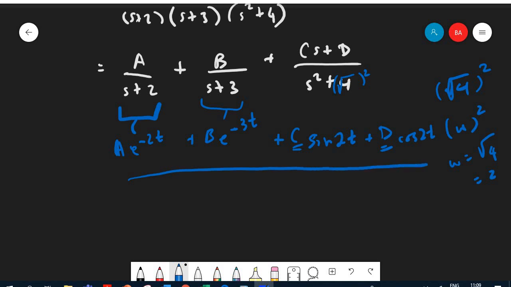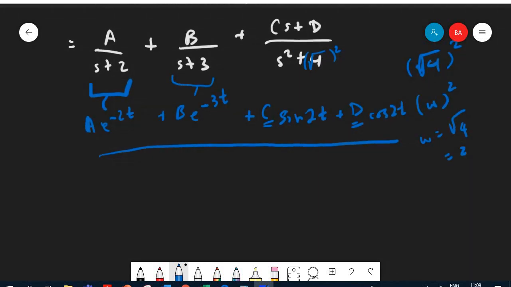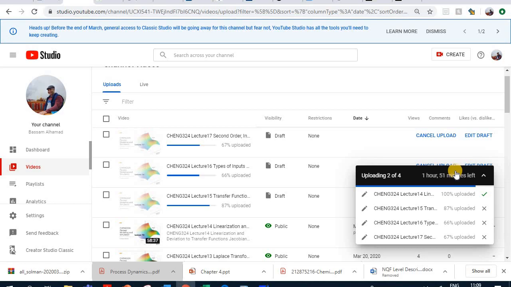I already can see what my answer would look like, and what I need to do is to try to find the values of a, b, c, and d. So this is what I'm going to do here. I'm going to leave the math to you so that you can work on it.